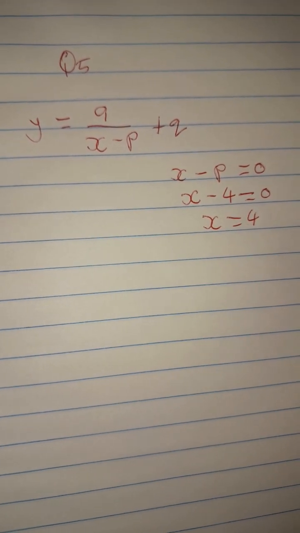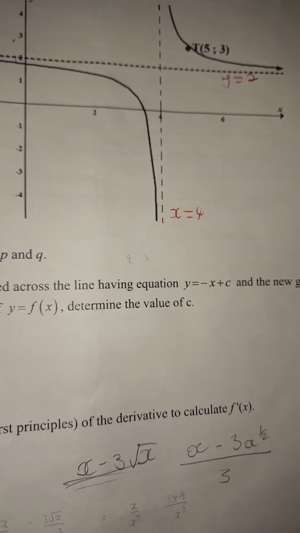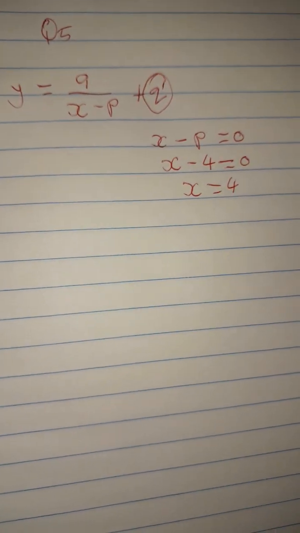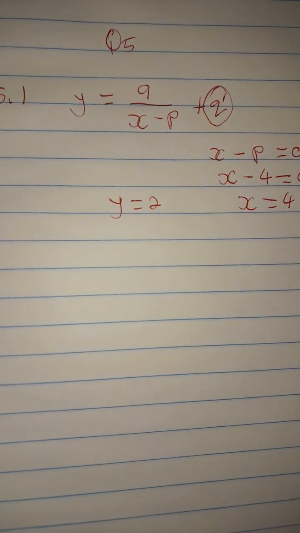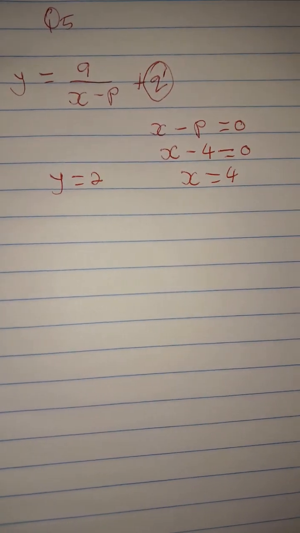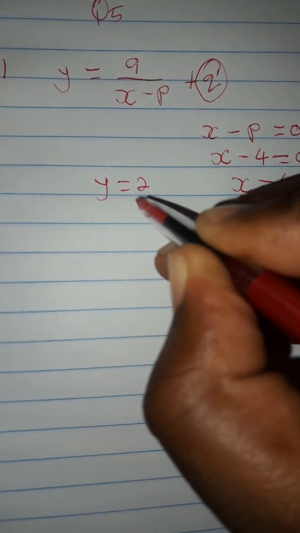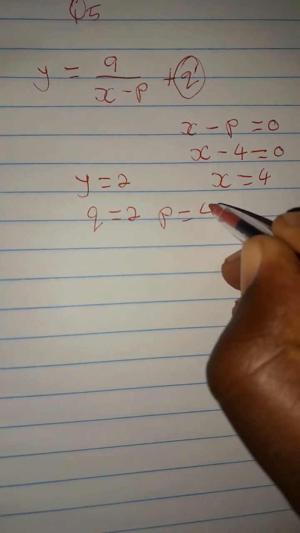What about our q? Remember our q, which is the horizontal asymptote? Let's go there and check what we got. We got our horizontal asymptote as y equal to 2 in this case. So meaning that, guys, our y is equal to 2, our horizontal asymptote. I guess we have answered 5.1. So that's how you can get that 4 marks, meaning that y equal to 2 represents q. So q is 2 and p is equal to 4, right?